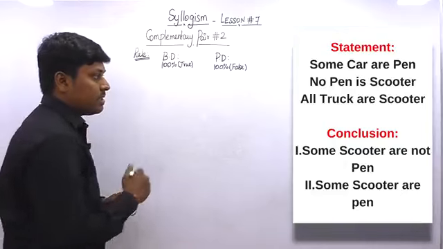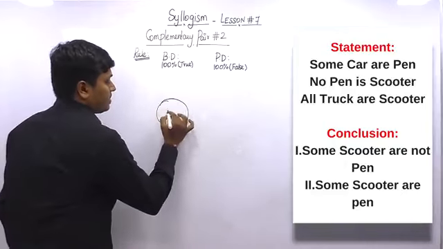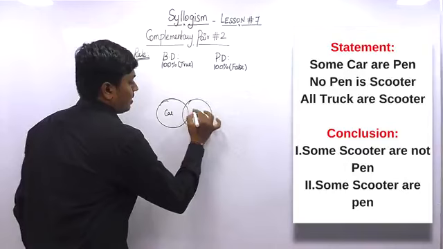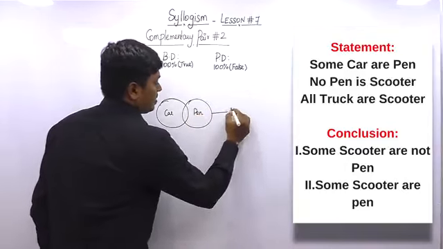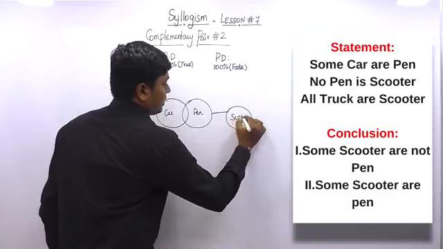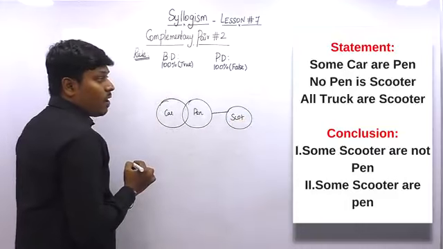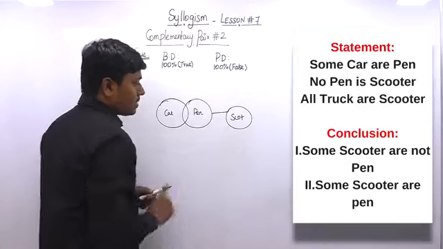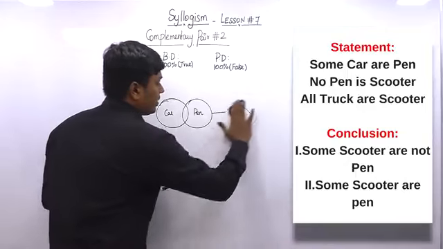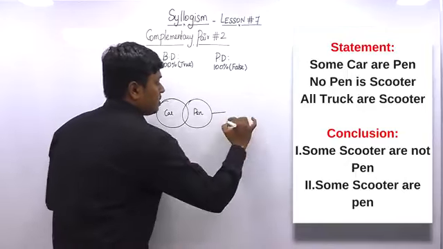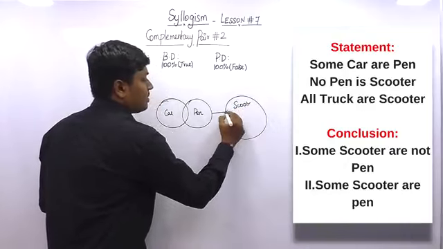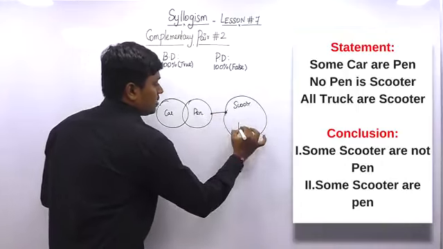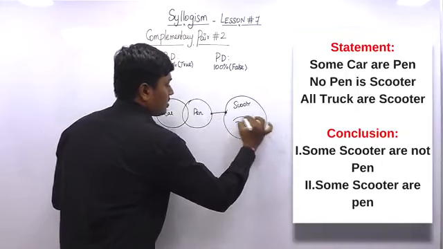Question number 6, some car or pen. So some car or pen. And the next is no pen is a scooter. So no pen is a scooter. And the last statement, all trucks are scooter. So all trucks are scooter. So let me do one thing. No pen is a scooter. And the last statement is all trucks are scooter.